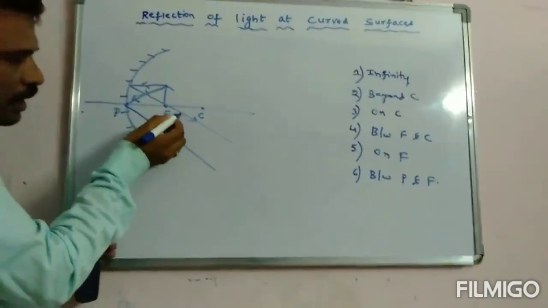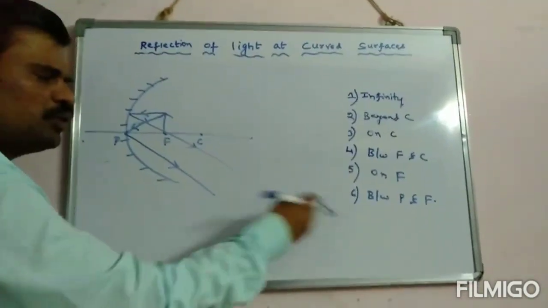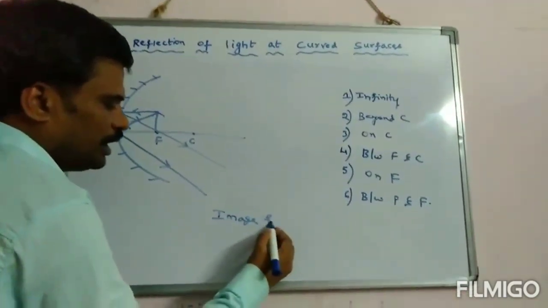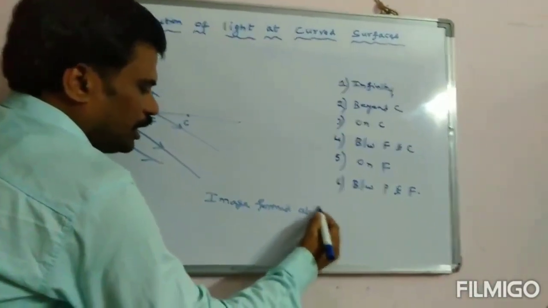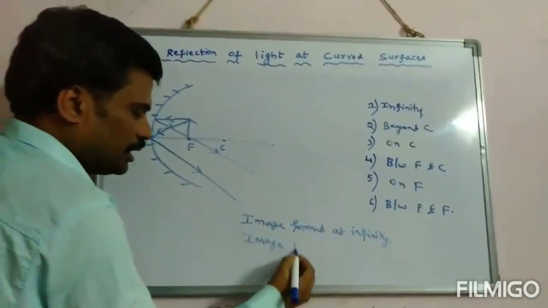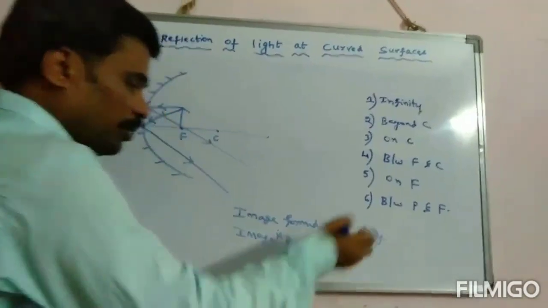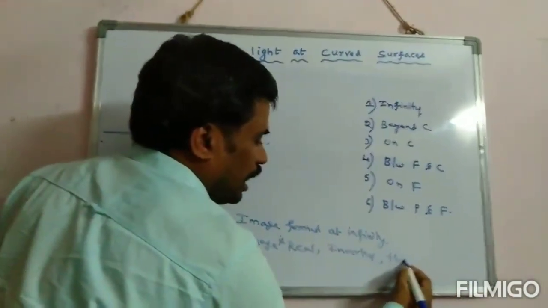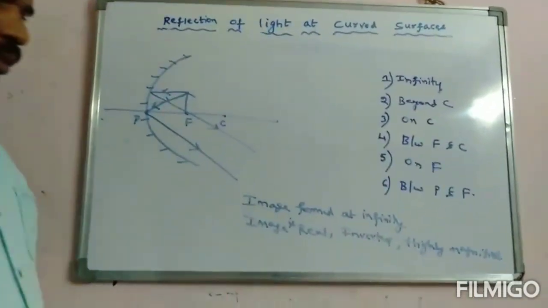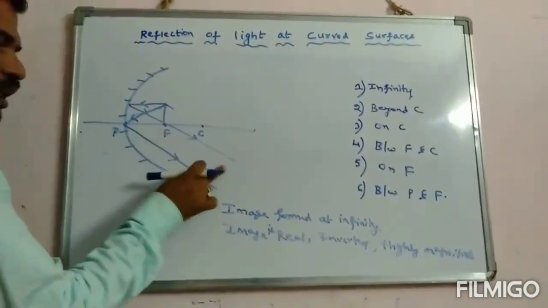Then, making the same angle, the ray will be reflected. You can see here the reflected rays are parallel. They are not going to converge; they will meet at infinity. The image is formed at infinity. The image is real, inverted, and formed at infinity. Hence I can say it is highly magnified.